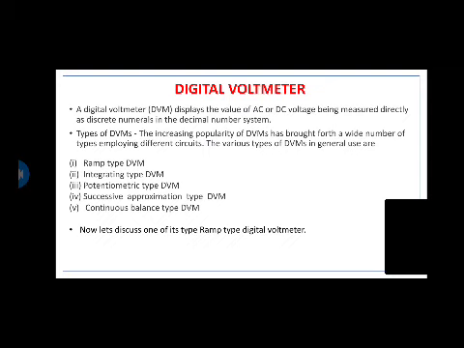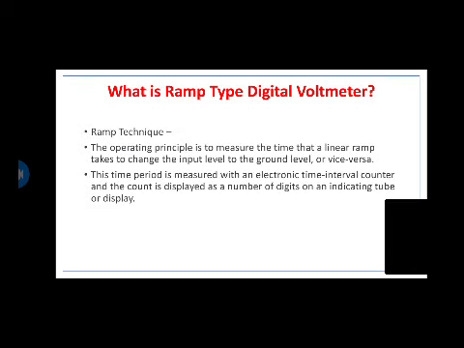Types of DVMs. The increasing popularity of DVMs has brought forth a wide number of types employing different circuits. The various types of DVMs in general use are RAMP type DVM, integrating type DVM, potentiometer type DVM, successive approximation type DVM, and continuous balance type DVM. Now let's discuss one of its types, the RAMP type digital voltmeter.